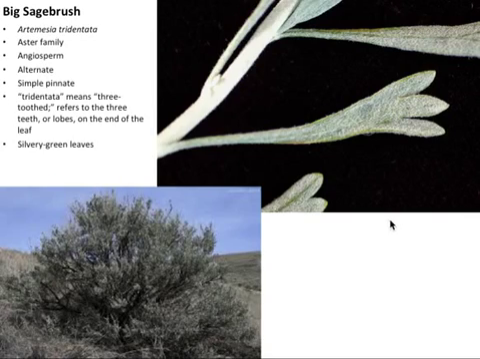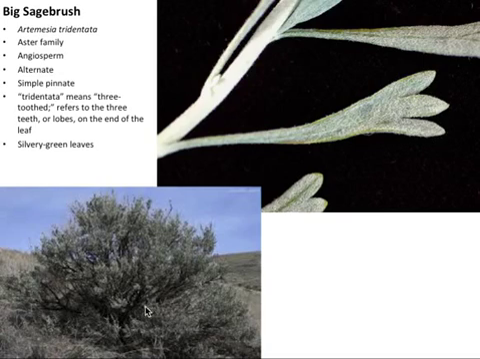The next plant is big sagebrush, scientific name Artemisia tridentata. It's in the aster family, so same family as the rabbit brush we learned about last lesson. It's an angiosperm. It has alternate leaf arrangement. You can see that here, and it is a simple pinnate leaf. That's kind of difficult to tell here. Tridentata means 3-toothed and refers to the 3 lobes at the end of the leaf.